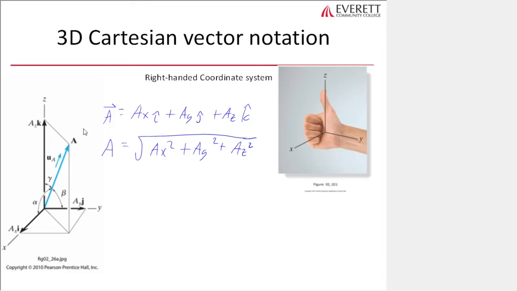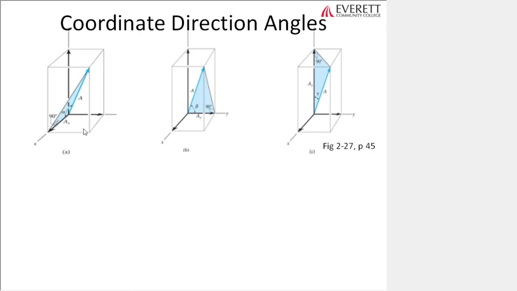But there's another way to identify that same vector using coordinate direction angles. This might be something new. Maybe you skimmed over it a little bit in physics. Coordinate direction angles are simply the angle from each axis to the vector. So alpha is the angle from the x-axis to A, which is the vector we're concerned with right now. Beta is the angle from the y-axis to A, and gamma is from the z-axis to A. I think the confusion comes in is that each angle is in a different plane.